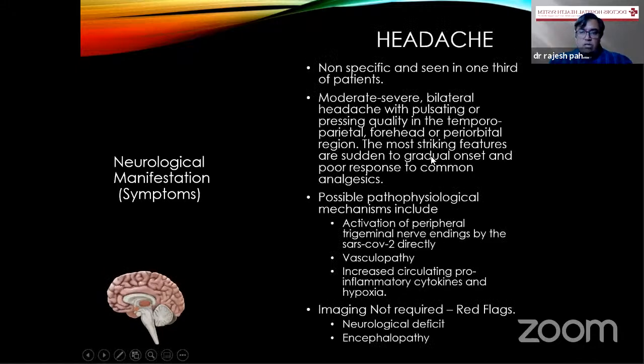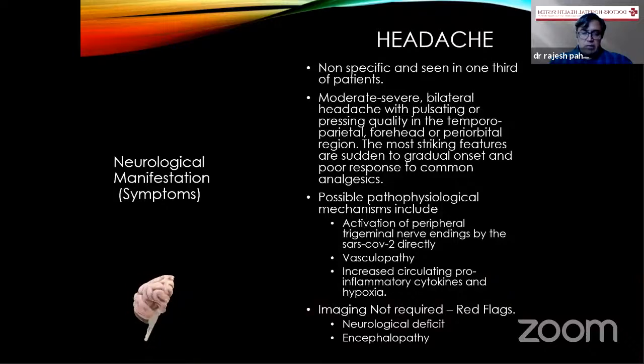Another common but non-specific symptom is headache, which is seen in almost 1/3 of the patients. The headache in COVID-19 patients is moderately severe, bilateral, with a pulsating or pressing quality in the temporoparietal, forehead, and periorbital region. It is of sudden to gradual onset, and mostly there is poor response to the common analgesics.